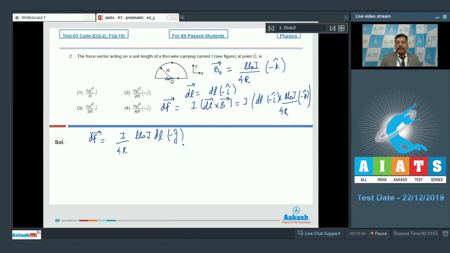We are supposed to find the force vector on a unit length, so that means we are interested in finding dF by dl. We divide the force by this length, and the expression that we get is mu naught I square by 4r minus j cap. If we look at the options, this is clearly matching with option 4. So option 4 is correct for question 2. Let's go to the next question now.